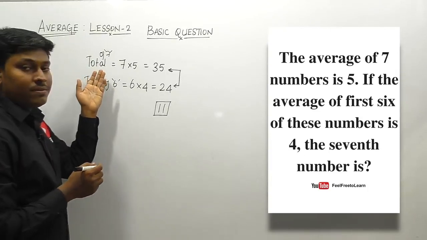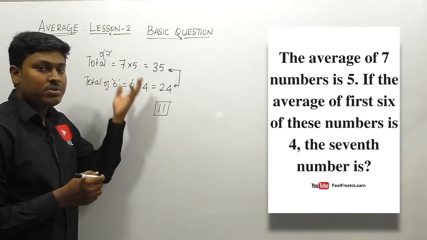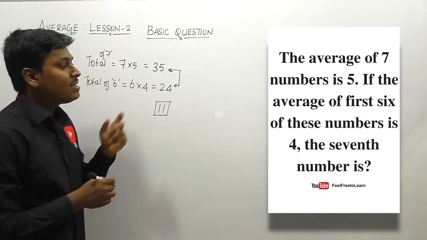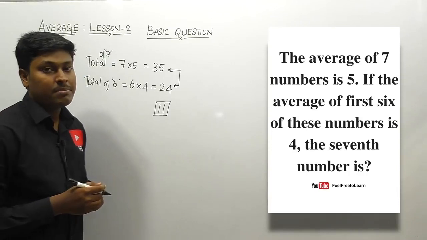Friends, we know that the total of all the 7 numbers will be 35 and the first 6 numbers will be 24. So when we subtract both the numbers, the resultant will be the 7th number, right? So finally we got the answer 11 for question number 2.